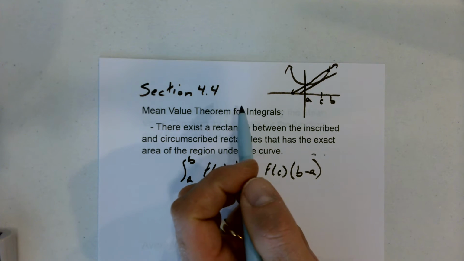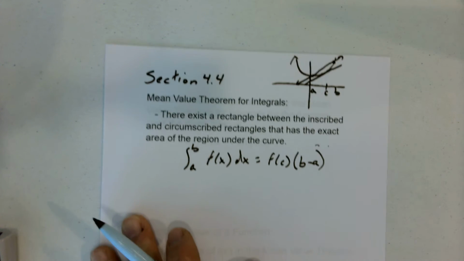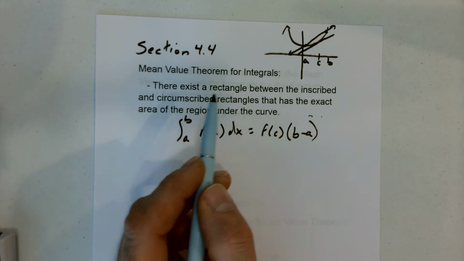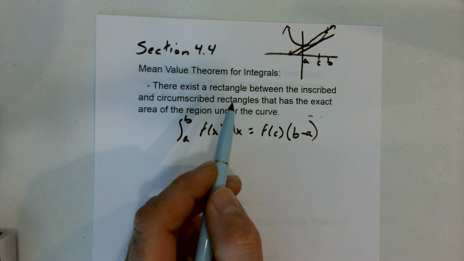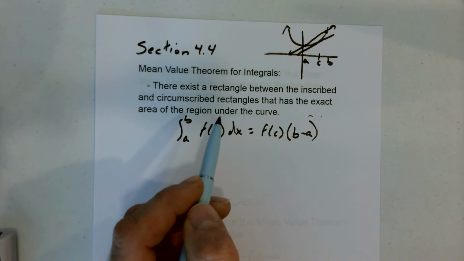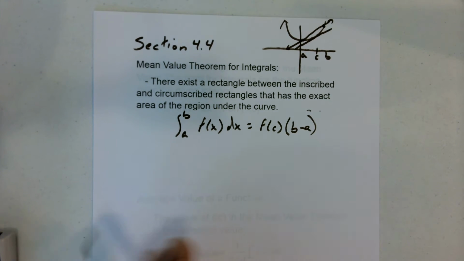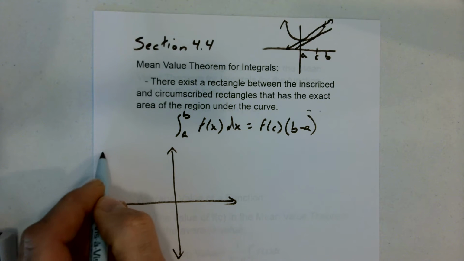What does the mean value theorem of integration tell us? Well, it tells us that there exists a rectangle between the inscribed and circumscribed rectangles that has the exact area of that region under the curve. And when we did our estimations, we'll go back to this again. Yeah, we might as well.